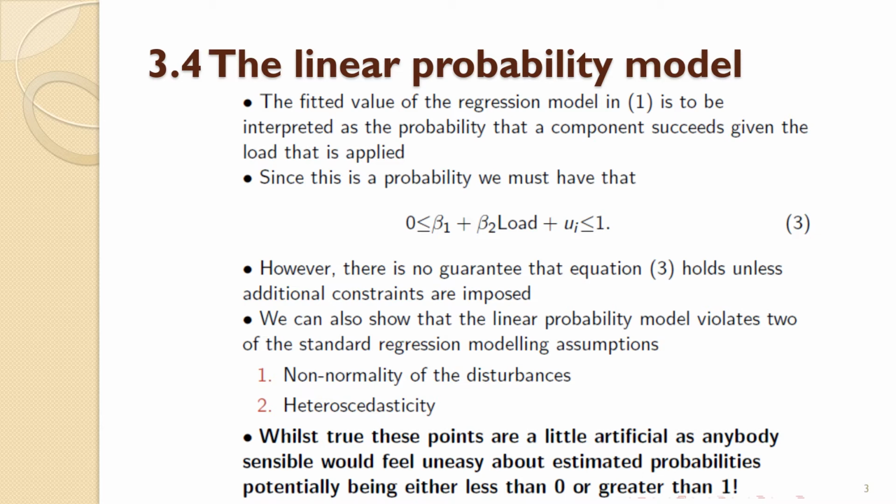Now the textbook by Gujarati and Porter makes a big deal of these two things here, that there is a contravention of the standard regression modelling assumptions. Firstly, that the disturbances are non-normal. Secondly, that you've got heteroscedasticity. Now, whilst these are true, I think it's a little bit uninteresting to say this, as the big deal surely is that any estimated probabilities that you get must lie between 0 and 1.